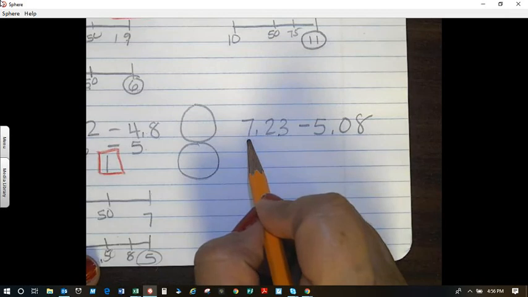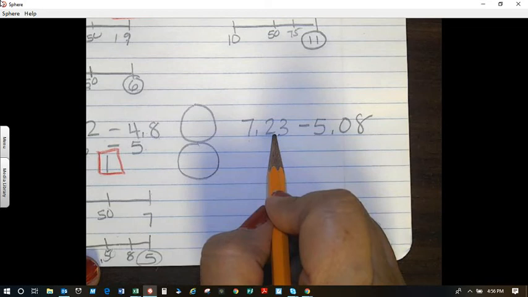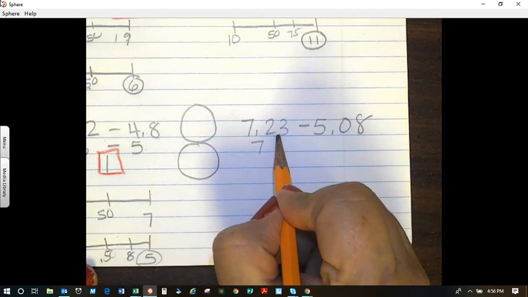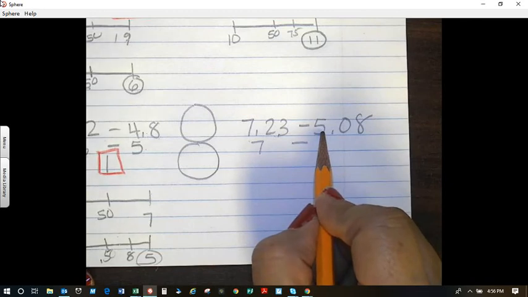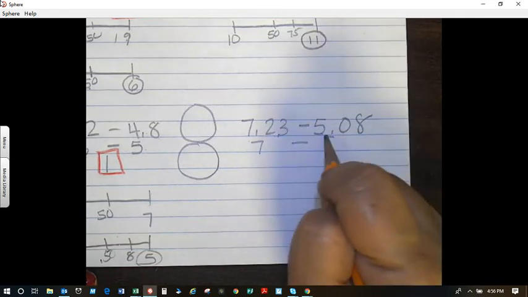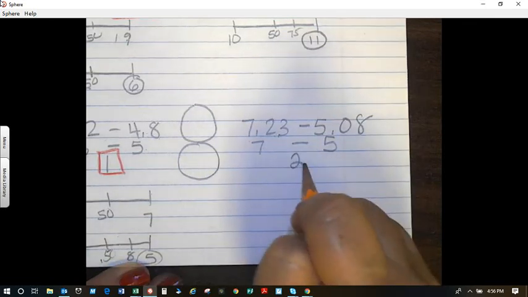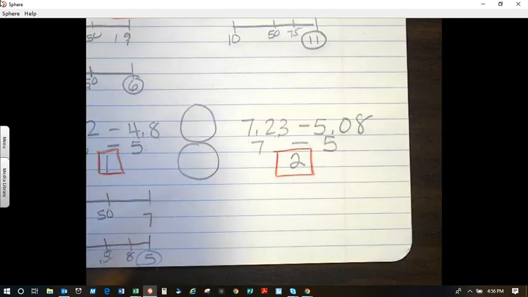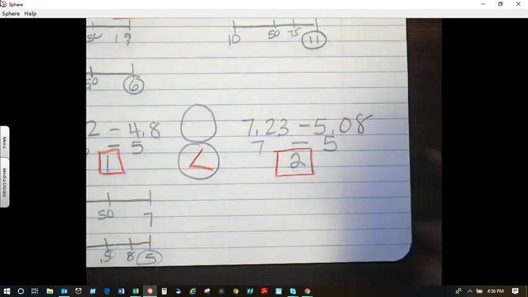So can you figure this one out? 7 and 23/100. Closest to 7, closest to 8. Way to go. Closest to 7, because it's less than 50/100. Good job. Minus, okay, 5 and 8/100. Closest to 5, closest to 6. Yes, excellent. It is closest to 5. So I have 7 minus 5 equals 2. Which way is my symbol going to go? You got it. So 1 is less than 2.